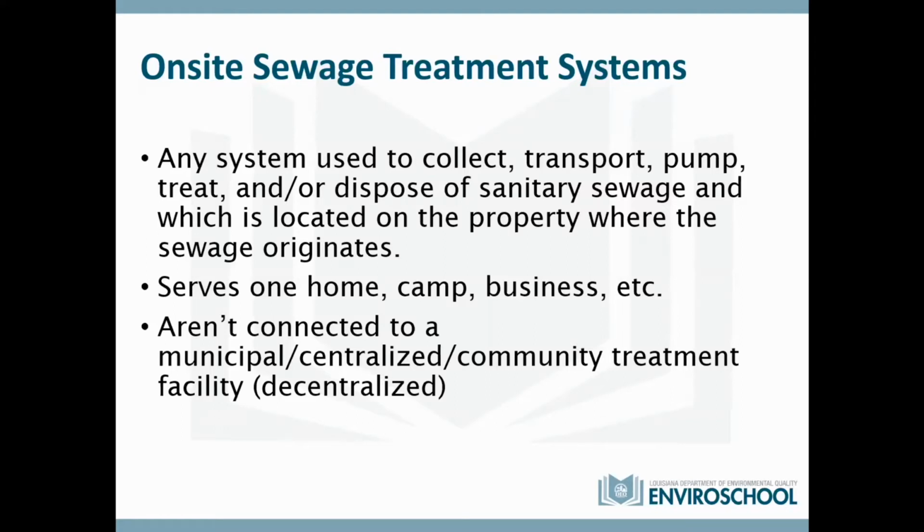So think about it like this. You have a property, your own place, and you have your own sewage treatment system that treats anything that comes out of your place. These are the types of systems that we're talking about, like a house, a single family dwelling, not an apartment complex, but a single family dwelling, a camp, or any type of business, could be a church, any place that treats its own sewage and is not connected to a community or more centralized or a city sewer system. So those are the only ones that we're talking about in this presentation.